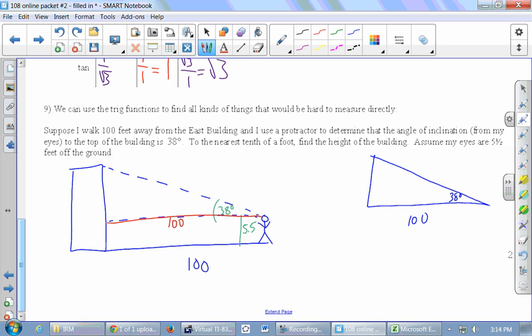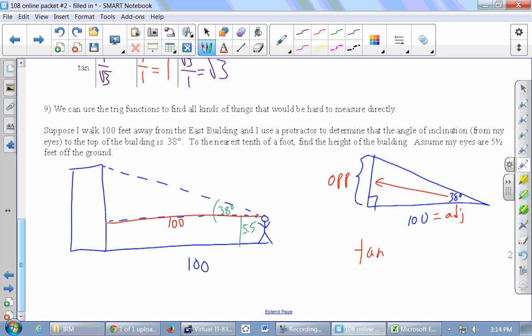And we've already discovered that as long as you have that right angle there, we can use this trigonometry stuff to find the length of the side. So first of all, what's the name of that side? Is it adjacent, opposite, or hypotenuse? With respect to that 38-degree angle, that's the opposite. How about this 100? That's the adjacent.